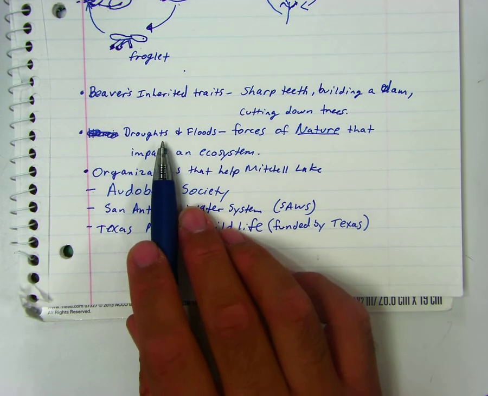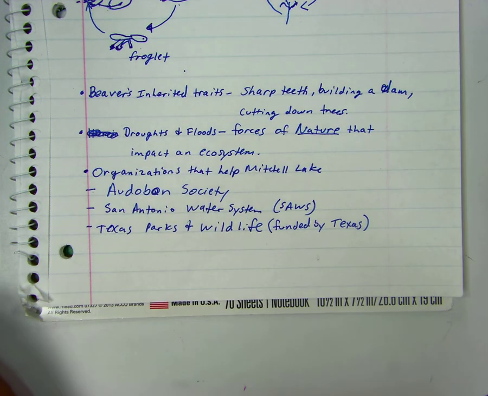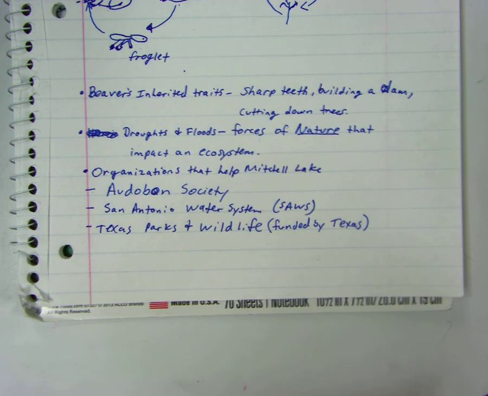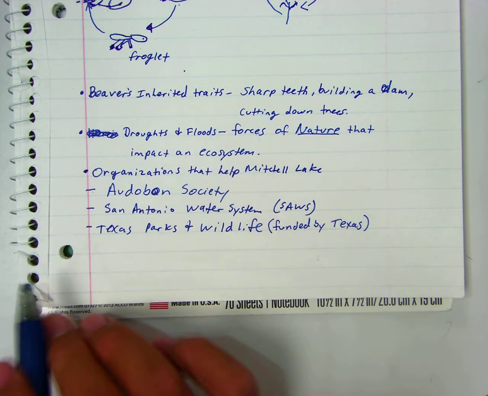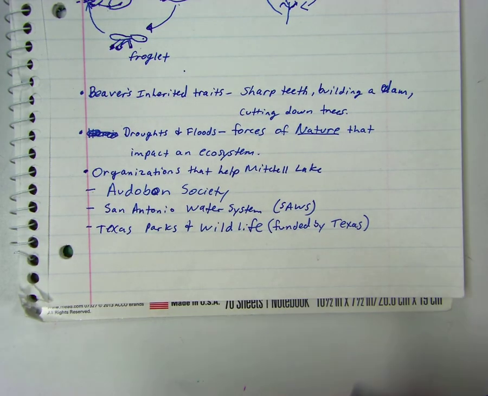Now, droughts and floods, these two things are forces of nature that definitely impact our ecosystem. Okay, a drought is a period of time when there is no rain. A flood is also a period of time where there is a whole bunch of rain, too much rain, so much in fact that the soil can no longer absorb all the water, which then of course causes it to flood. Now, just to let you know, the wetlands are also a natural sponge. It soaks up a lot of the water, but yes, over time, if it's raining too much, it will not be able to absorb all that water.